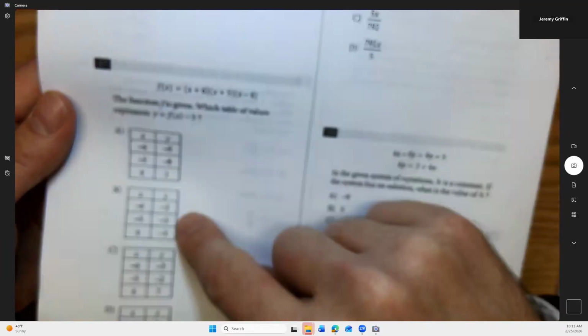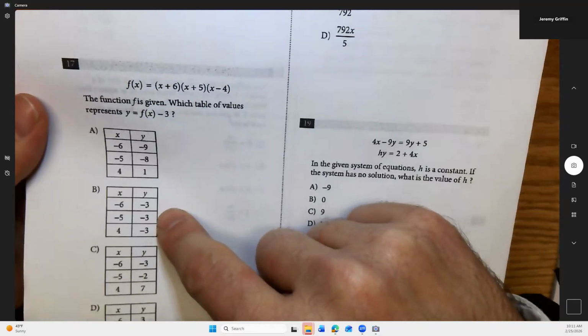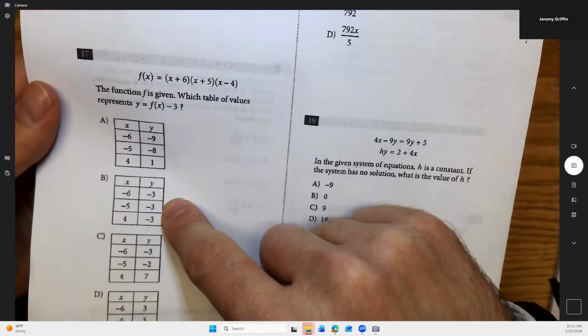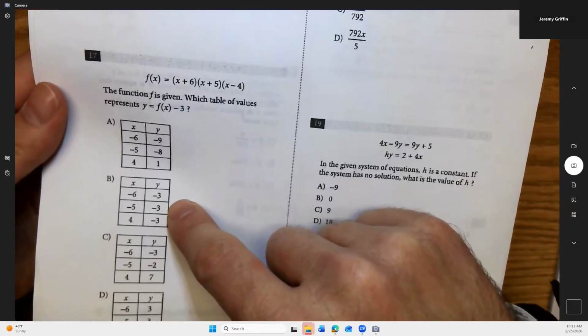-3. It's got to be b, doesn't it? All right, 17b. Yeah, 17 is b. 17 is b. Okay? Do you guys get why 17 is b?